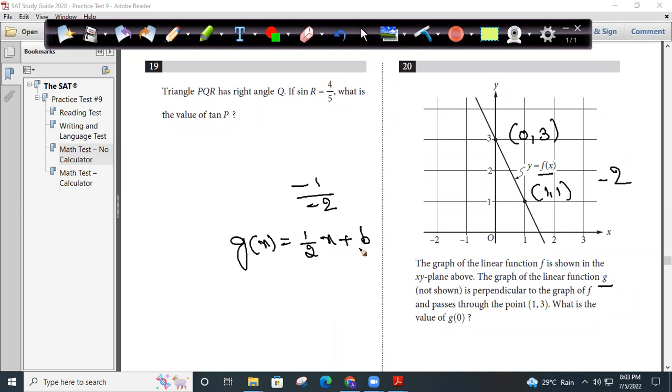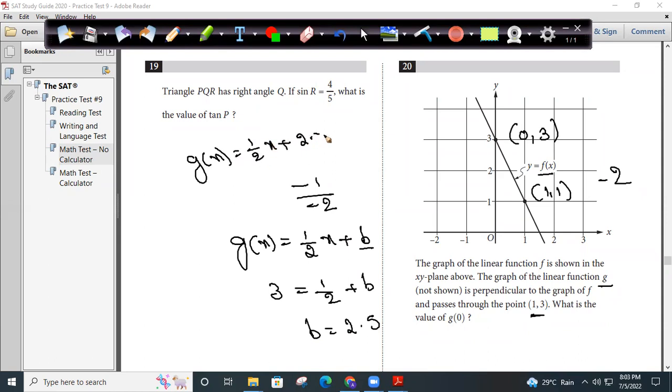b. To find b, they gave the point it is passing through, (1, 3). 3 is equal to 1 by 2 plus b. So b is equal to 3 minus 1 by 2, which is 5 by 2 or 2.5. So the equation is g of x is equal to 1 by 2 x plus 2.5, or 5 by 2. They're asking g of 0, so 2.5, or 5 by 2.